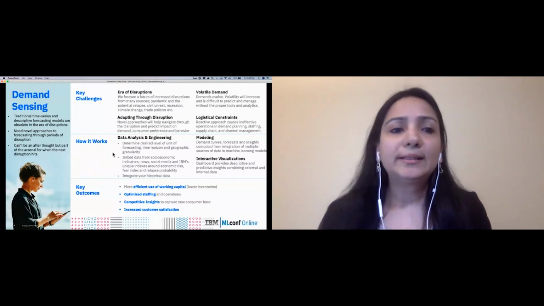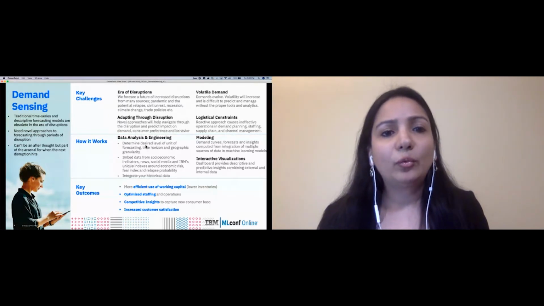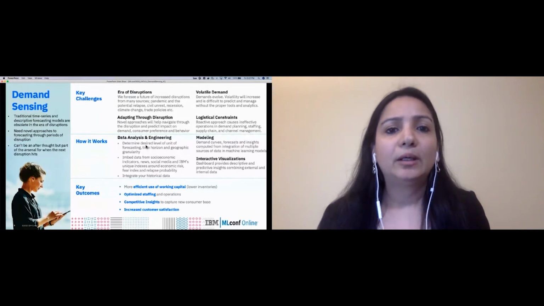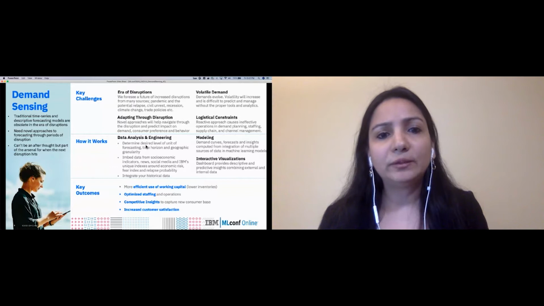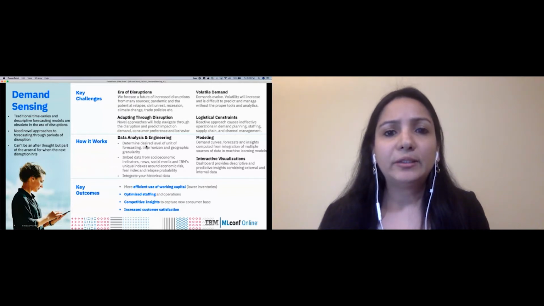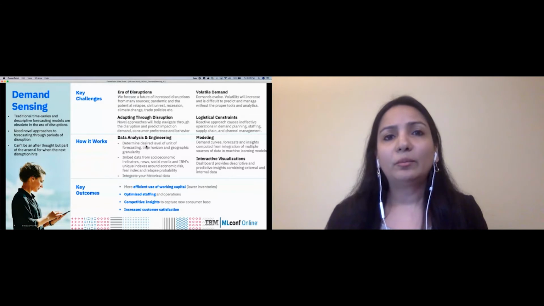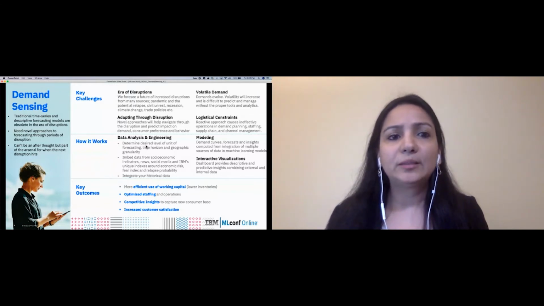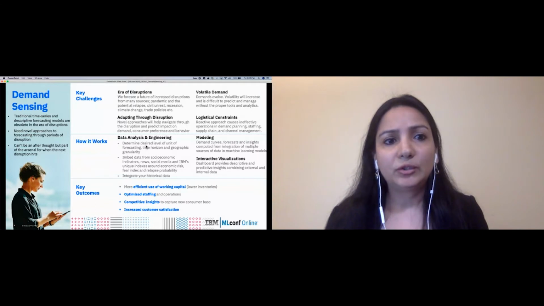So we start this by looking for what's the desired level of forecasting, the time horizon, and the geographic granularity. So typically this will be down at a SKU and store location level. And we can embed data from a variety of different sources and integrate this with client historical data. So our modeling approach allows us to compute demand from multiple models, and finally we can display them in some interactive visualizations. The key outcomes here are to drive accurate demand insights, to lower inventories, and to optimize operations.